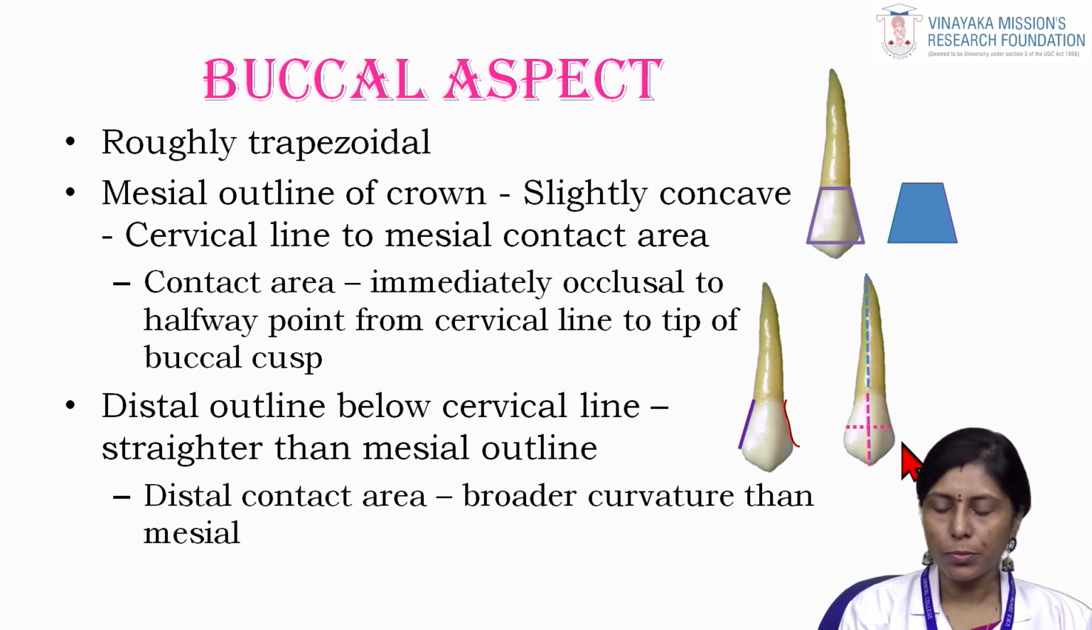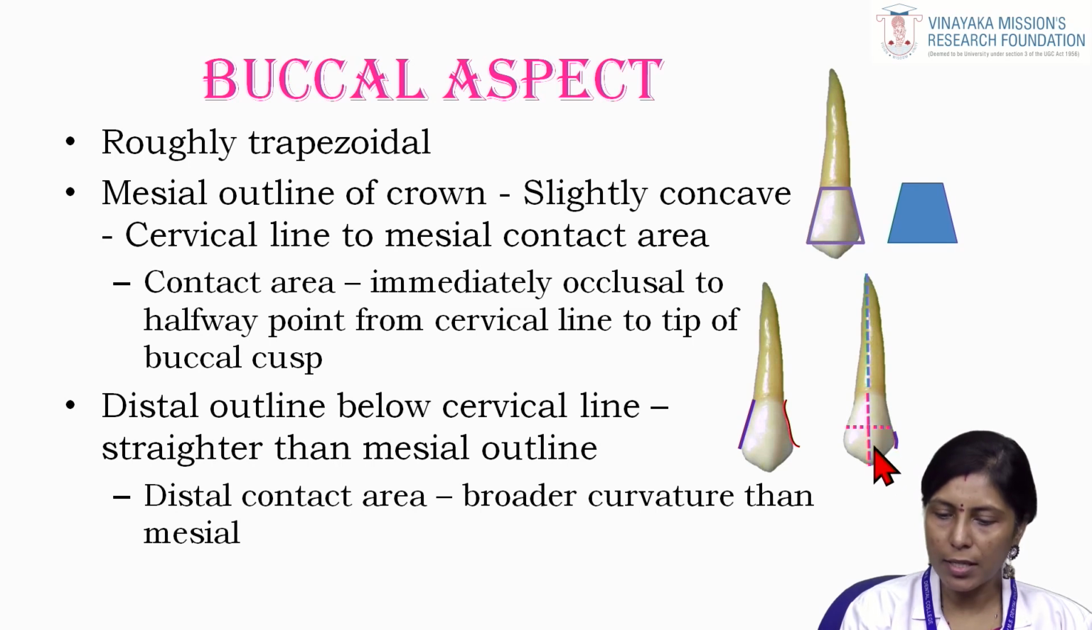If you divide the tooth into two halves, from the cusp tip to the cervical line, into equal halves, the contact region is going to be occlusal to the midway point, right? So here you can appreciate this is the contact region. It is going to contact the maxillary canine. So the contact area is immediately occlusal to the halfway point from the cervical line to the tip of the buccal cusp. Similarly, the distal contact area is also located here, occlusal to it.